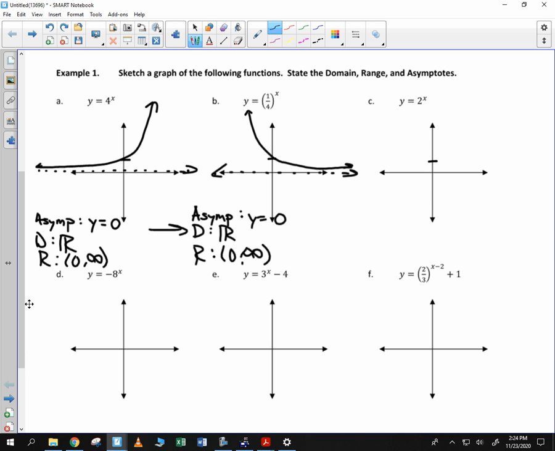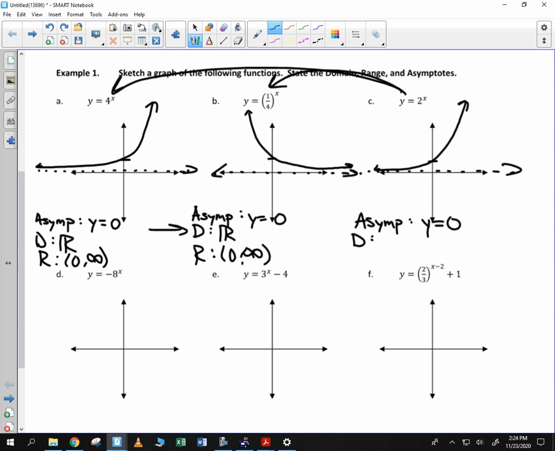This one, the question is, is it going to look more like letter B or more like letter A? If you answer letter A, you are correct because the base value is greater than 1. So the asymptote is going to be y is equal to 0, and the domain is all real numbers, and the range is going to be from 0 to infinity. So pretty easy so far. Let's look at the next one.